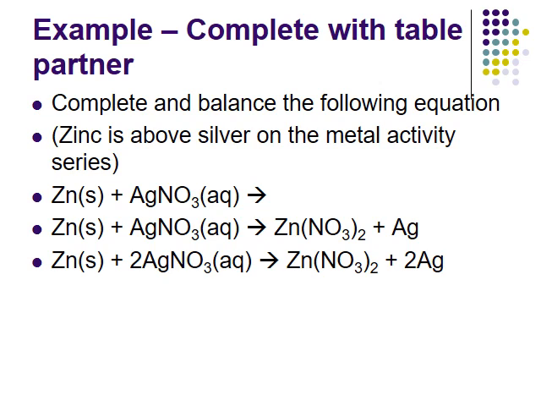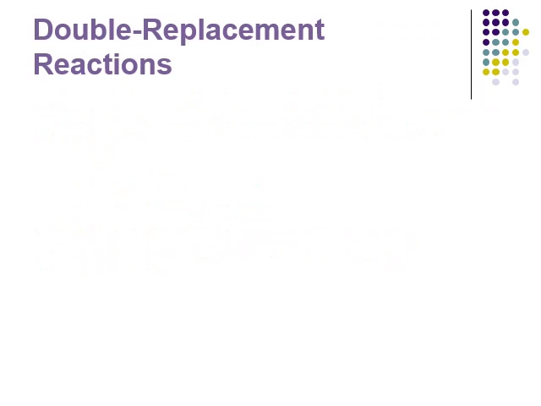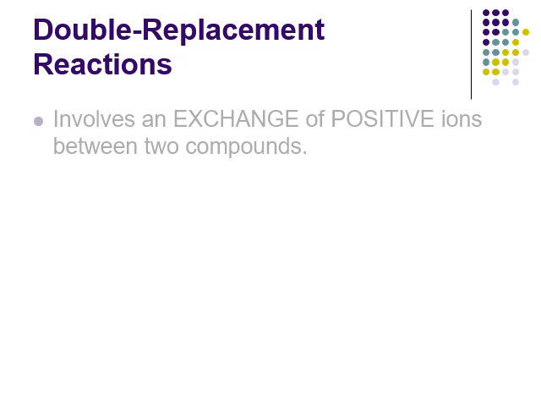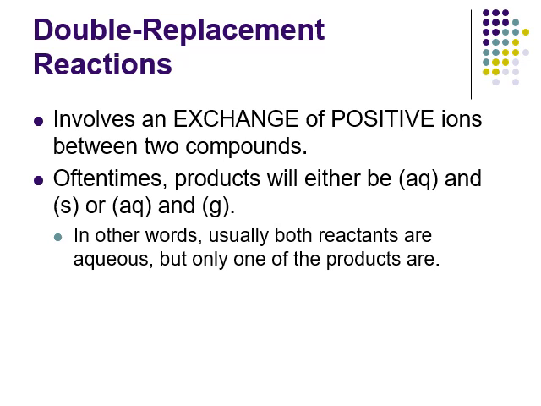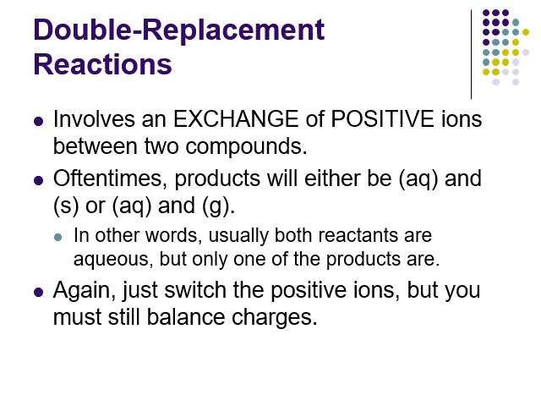And then for balancing, we just use our coefficients. We balance as normal. And double replacement, very similar to single replacement. So if single replacement is a sad event at a school dance, double replacement is kind of like a square dance where you have partners switching. So the way I like to view this is we're going to swap the positive ions within their compound. So you have one ionic compound, you have a second ionic compound, and then they're going to switch to the other one. And we're going to see how that looks.